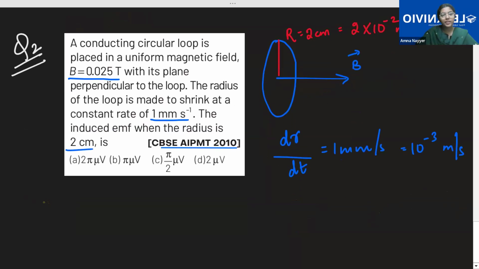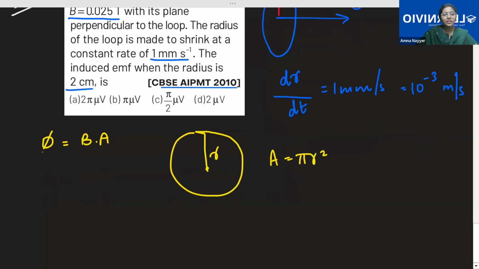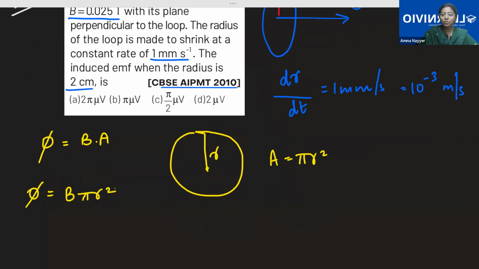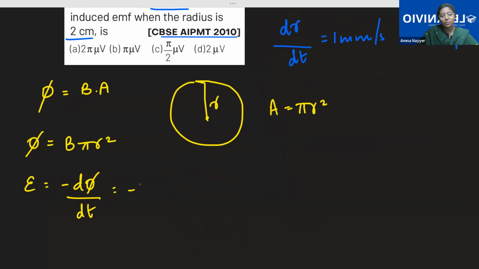Now, when we have the flux, we know flux is equal to B dot A. The area here is a circle, so the area is pi R square. When you put this, flux will be equal to B into pi R square. And here EMF will be equal to minus d phi over dt, which is minus d over dt of B pi R square.